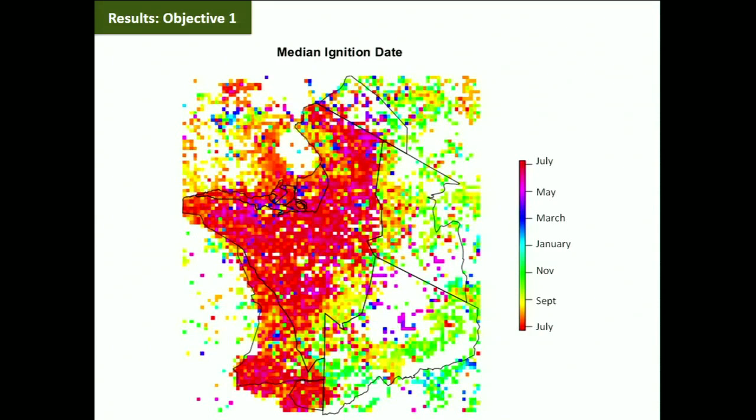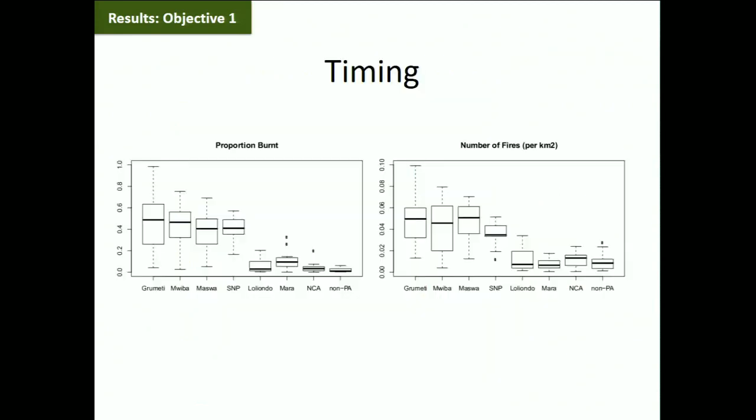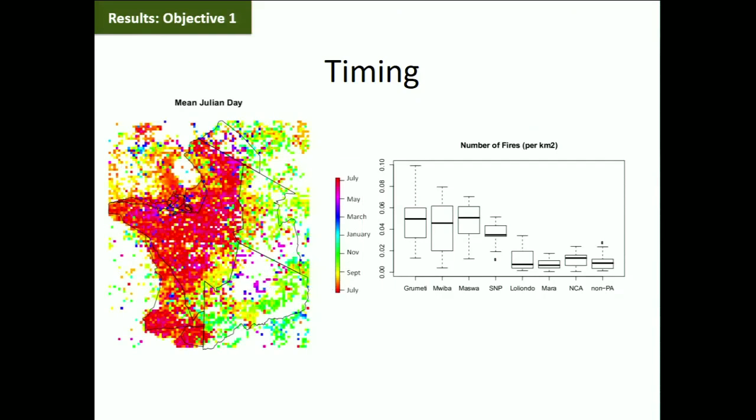We also see that this split is shown when we look at the proportion burnt and also the number of fires per square kilometer. So here, these are all our different management types, and then that's the proportion burned, and that's the number of fires per square kilometer. So these four here are these four in the west, and then these three here are these three in the east. So we have this pattern being maintained across several of our metrics.